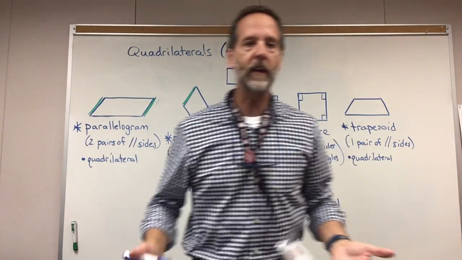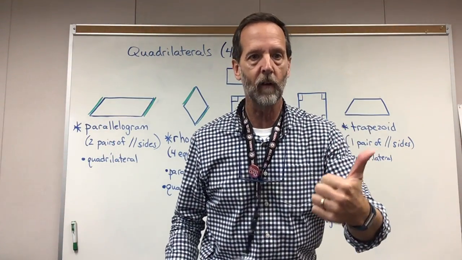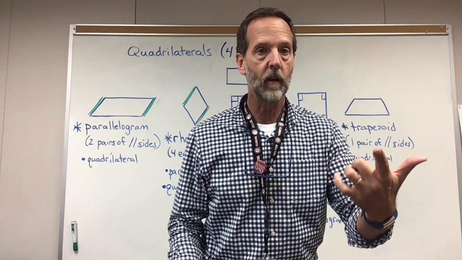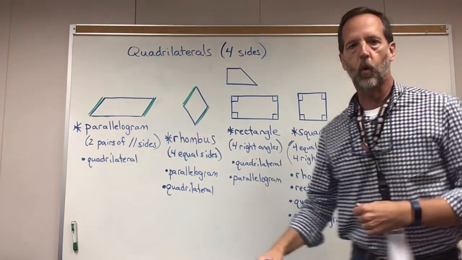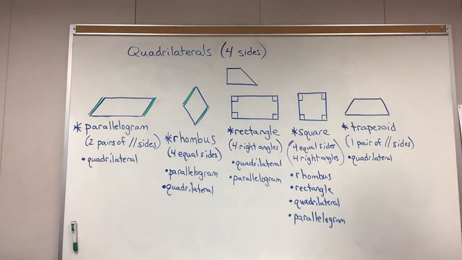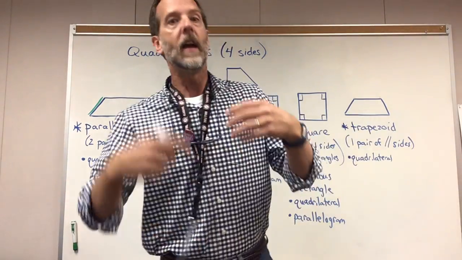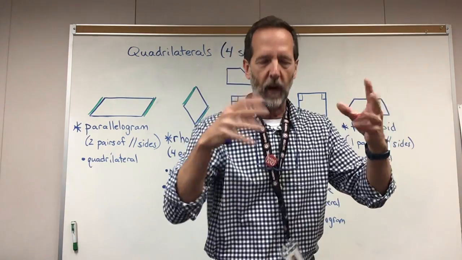So when you look at your figures, you want to see, are the sides parallel? Are they the same length? And what kind of angles does it have? That's going to help you to figure out what your quadrilaterals are. Okay? So you can always come back to this video and go through it and say, all right, what are the attributes that I'm looking for?